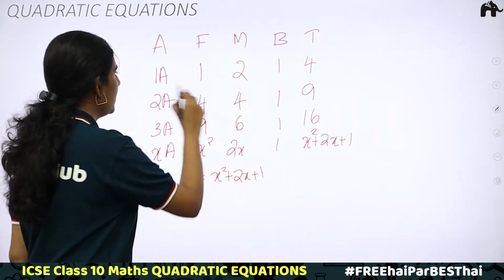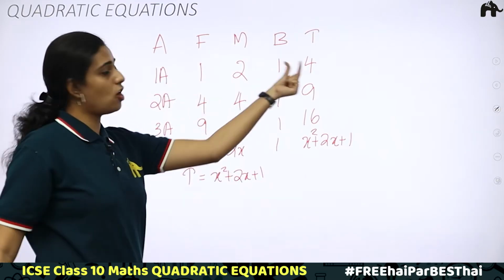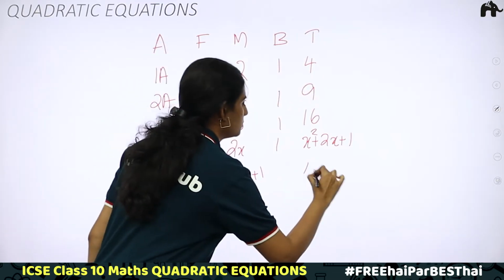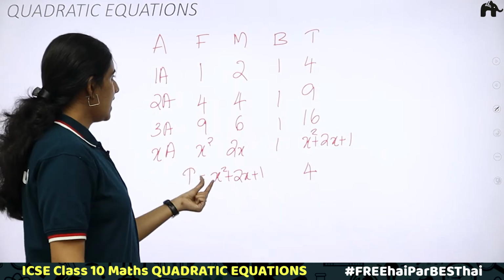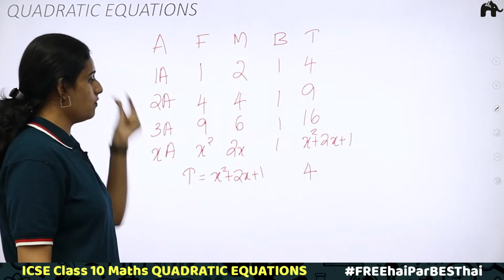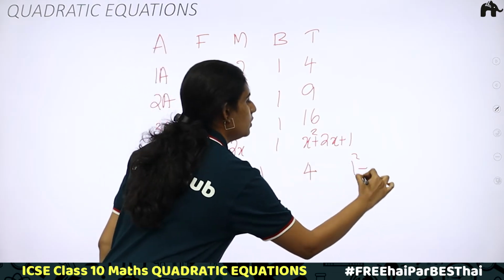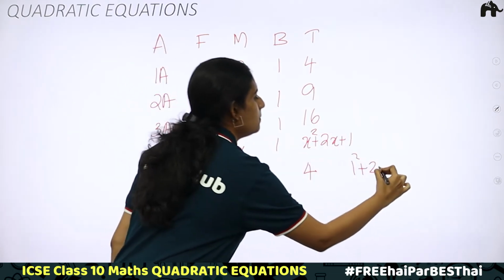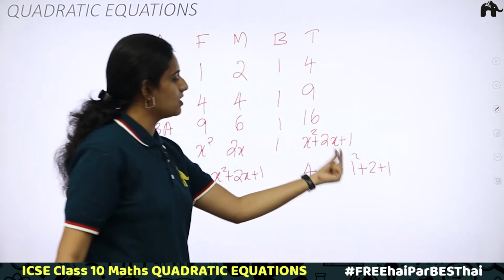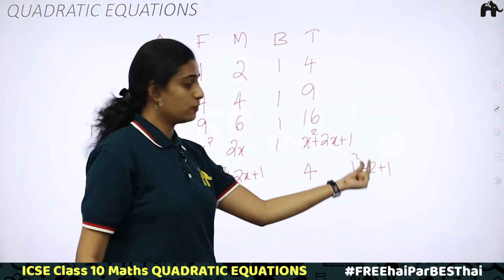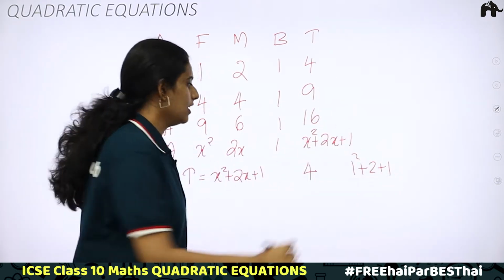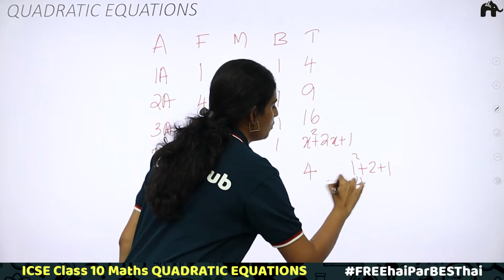Let us see. If we take the first case, we know the total number of chocolates is 4. What is X here? Here X is equal to 1. 1 square plus 2 into 1, 2, plus 1. That is 1 square, 1, plus 2, 3, 3 plus 1, 4. Here LHS and RHS we are getting 4.